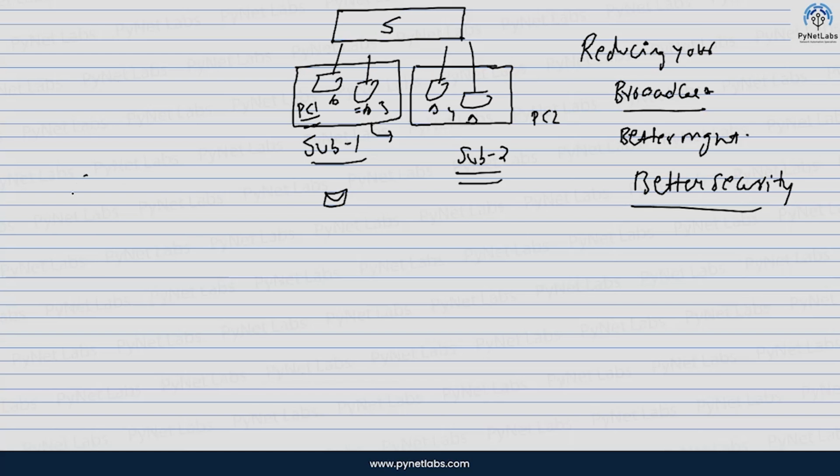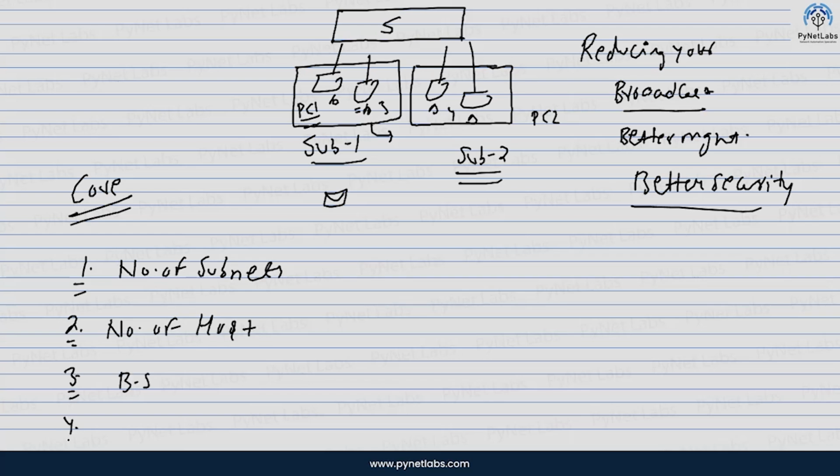Now let's talk about the core process of subnetting. For the calculations, we need to find 6 things. First, the number of subnets, then the number of hosts per subnet, then the block size, then the NID, which means network ID, then the BID, the broadcast ID, and last but not least, the subnet mask. If you are able to find these 6 things, then everything will be sorted out. We'll take an enterprise example and figure it out one by one.